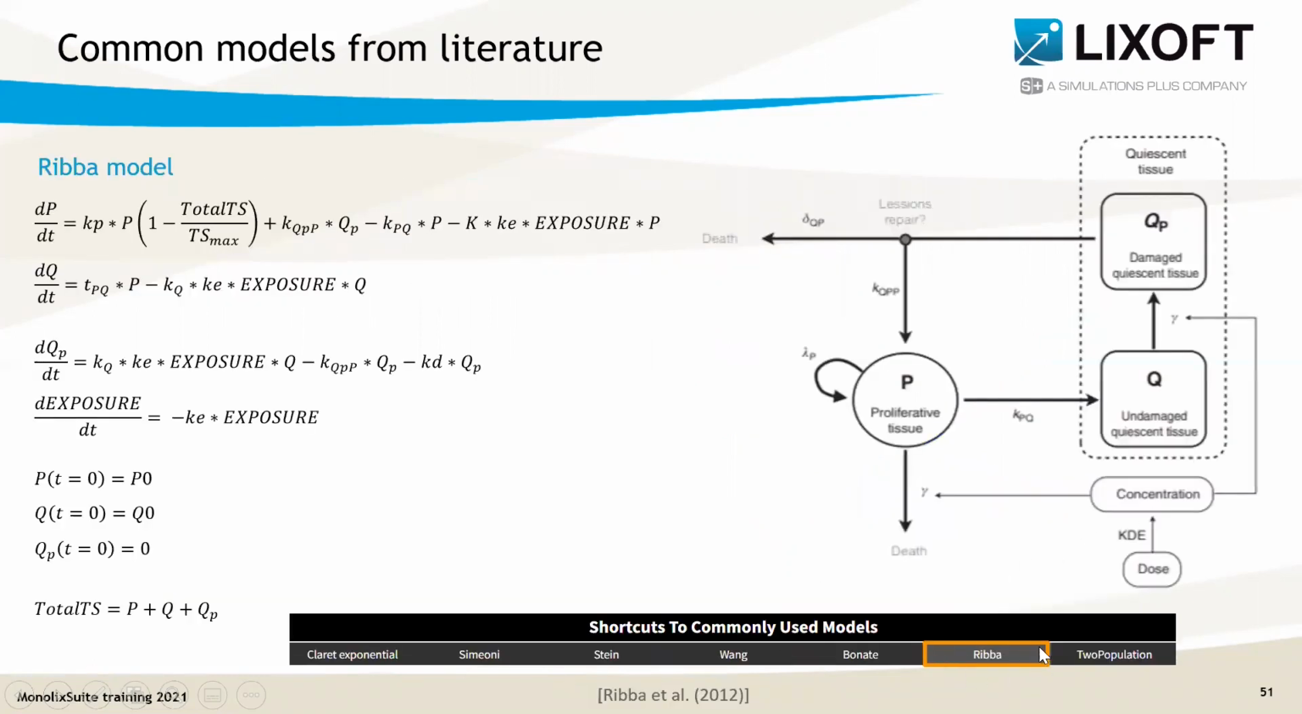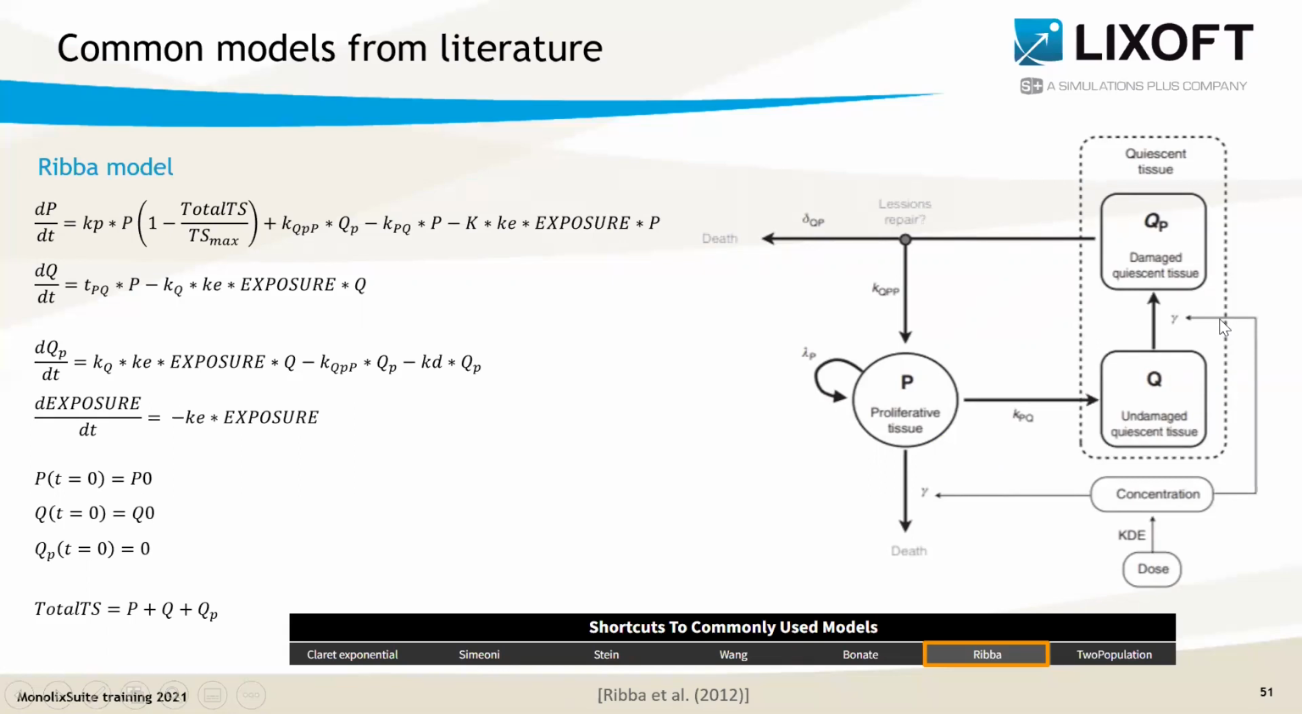Finally, the RIBA model, available also in the shortcut, is a more complex mechanistic version of the resistant population model with 3 variables for the tumor. P is the proliferative tissue, Q the non-proliferative or quiescent tissue, and QP the DNA damaged quiescent cells. So the proliferative tissue is assumed to transition to quiescence at a rate, this rate constant. And the treatment concentration affects both the proliferative tissue and the quiescent tissue.